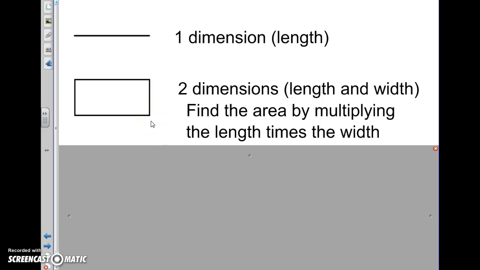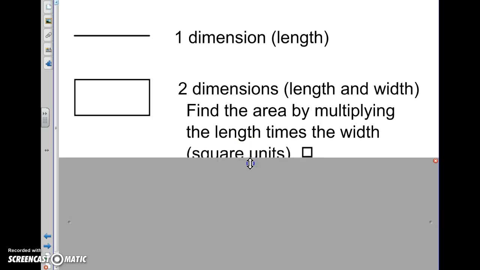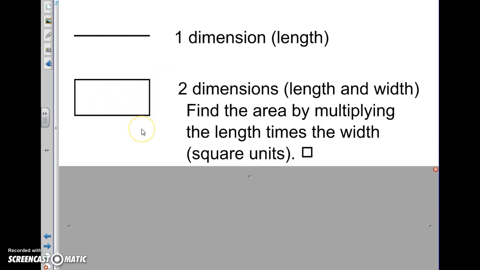Something that I know you worked on quite a bit last year was finding the area of a rectangle by multiplying its length times its width, and that gave you the amount of area inside of the rectangle. That area was measured and labeled with square units. Those square units could have been millimeters or inches or feet or miles, but whatever their measurement was, it was in square units. How many of these squares fit into this space?